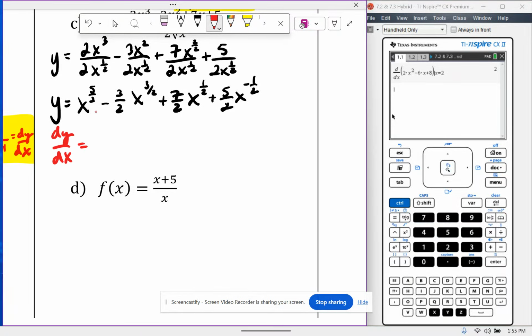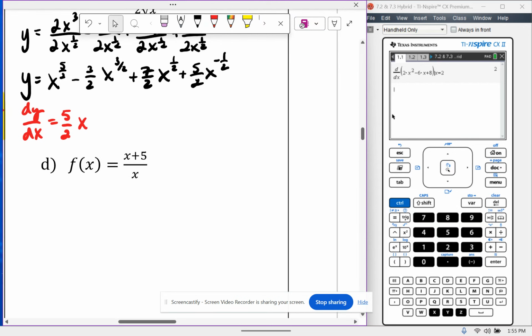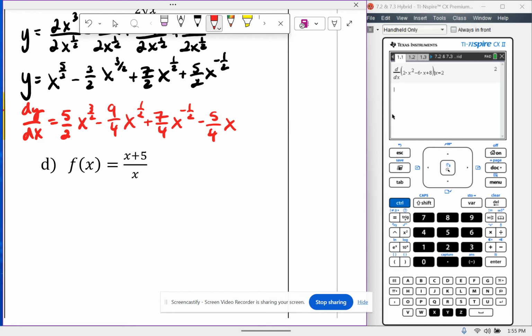All right, these can get a little funky. So I've got 5 over 2, and then minus 2 over 2 gives me 3 over 2. And then I got 9 over 4, minus 2 over 2 gives me 1/2. 7 over 4 x to the 1/2 minus 2, or negative 1/2. And then this is going to be minus 5 over 4 x to the negative 3/2.